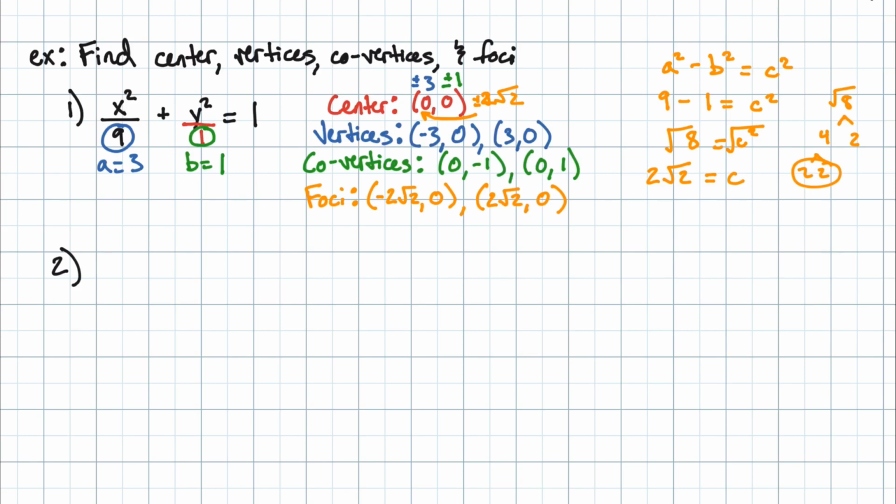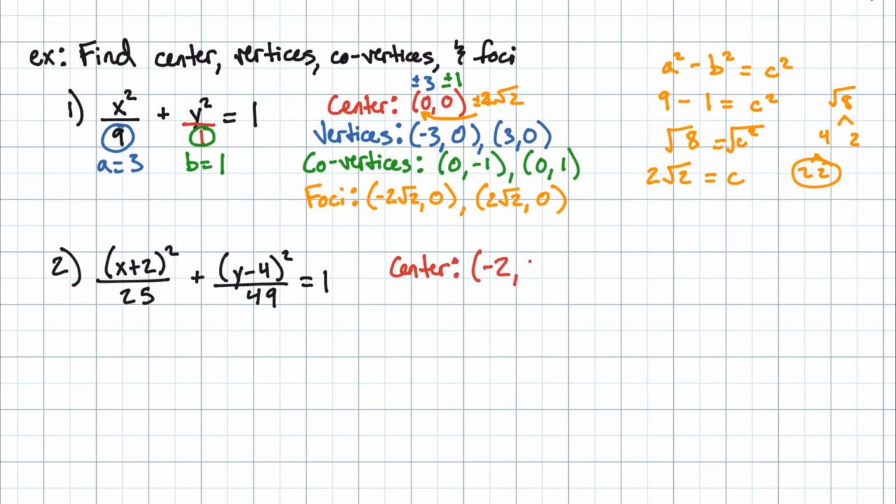Here's another example. x plus 2 quantity squared over 25 plus y minus 4 quantity squared over 49 equals 1. Okay, same process. Center, we take opposite h, opposite k, so I get -2, positive 4. Since 25 equals a squared, I take the square root to get 5. 49 is b squared, so I take the square root to get 7.